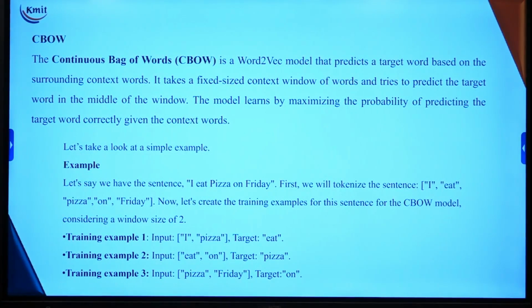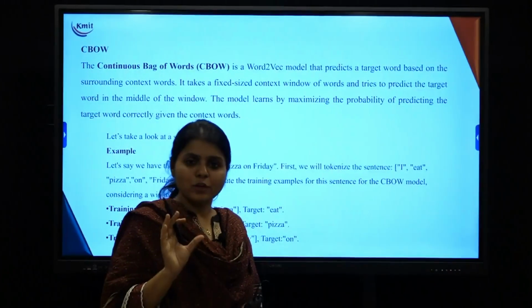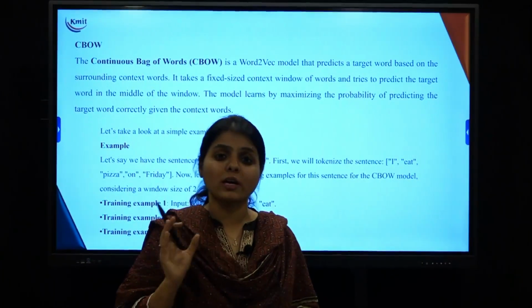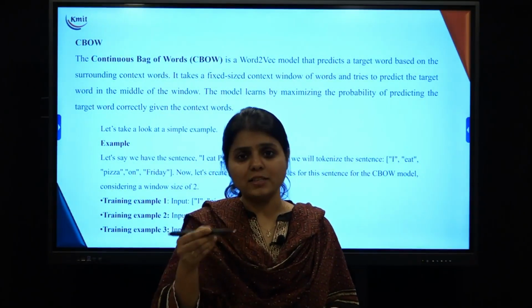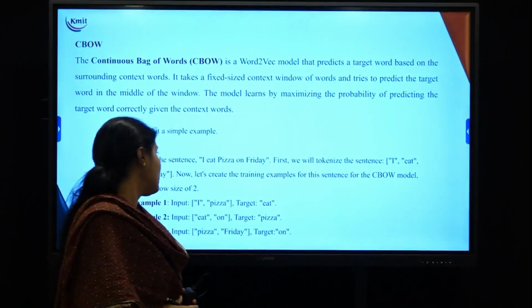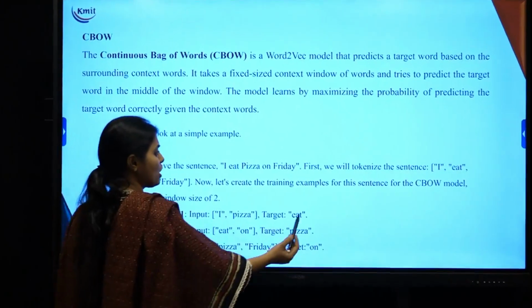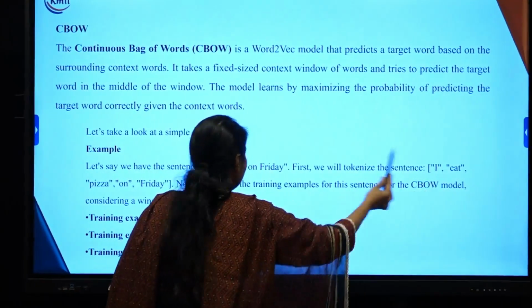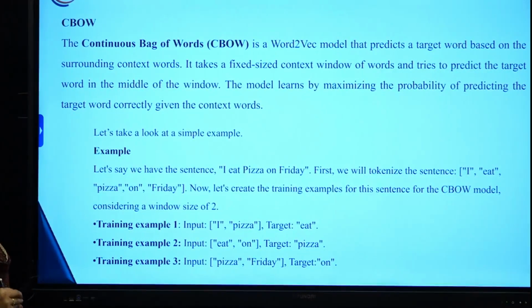When you encounter a sentence, the first and foremost thing that we do in NLP is tokenization, that is, dividing or splitting the given sentence into words. Now, with I eat pizza on Friday, I have done the tokenization where I got I, eat, pizza, on, Friday. 5 tokens in this particular sentence.